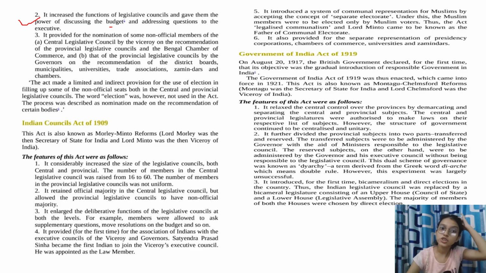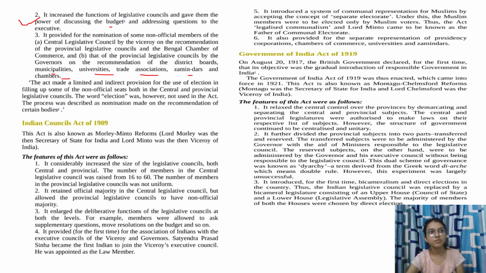It provided for the nomination of some non-official members of the Central Legislative Council by the Viceroy on the recommendation of the Provincial Legislative Councils and the Bengal Chamber of Commerce, and of the Provincial Legislative Councils by the governors on the recommendation of district boards, municipalities, universities, trade associations, zamindars, and chambers. So they had to look over all kinds of things in India, be it a municipality, an association, or zamindars. They had to deal with all these kinds of people.